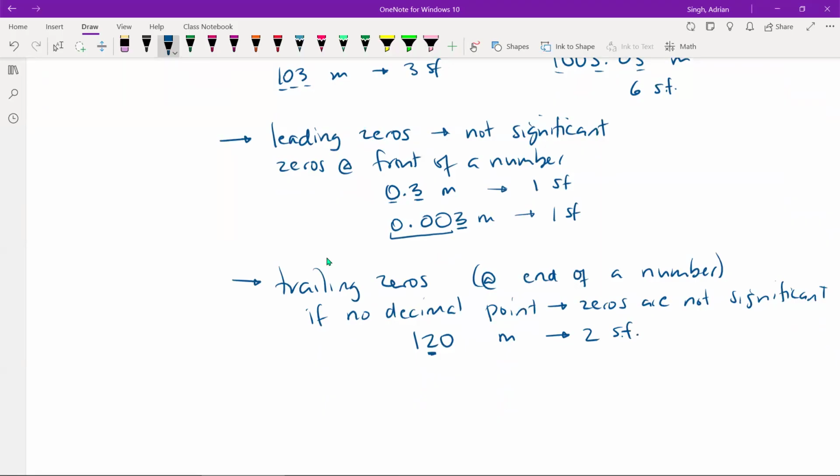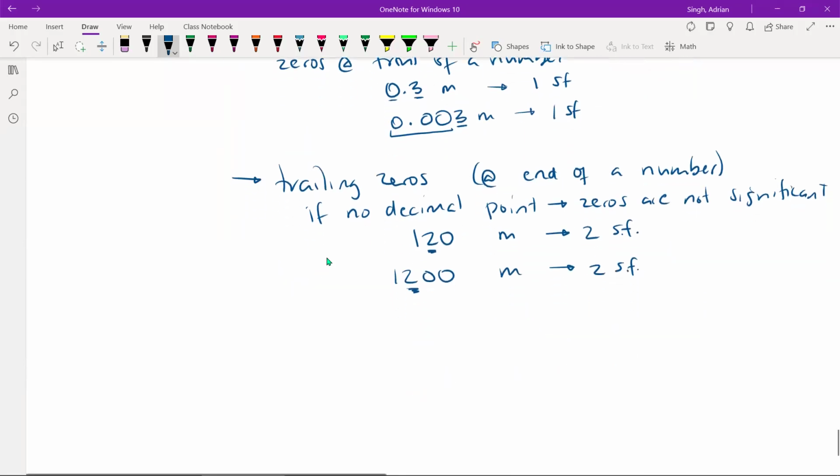Similarly, if I have something like 1200 meters, now our instrument is only allowing us, based on the graduations, to estimate only to the hundreds place. So this is still going to have 2 significant figures. That's if there is no decimal point. Now, if there is a decimal point in the number, then the trailing zeros are significant.